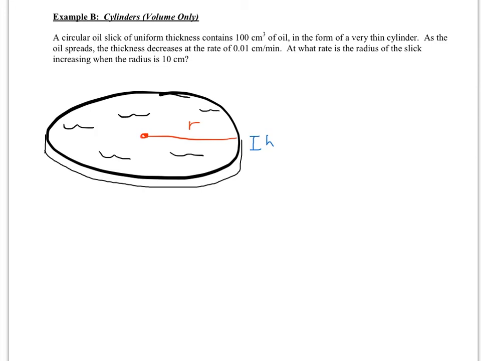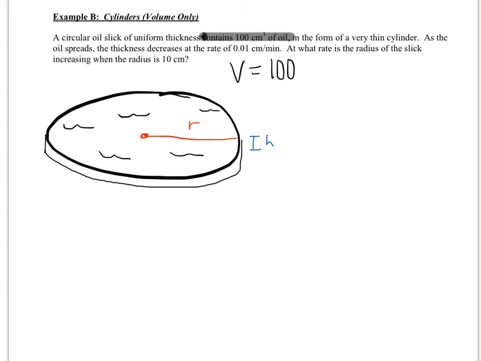So let's begin with the first clue. They tell you that the oil slick contains 100 cubic centimeters of oil. Now, what is 100 cubic centimeters, the radius or the height? Well, if they tell you cubic centimeters, we should know that that's actually telling us the volume of the cylinder. So in this case, that tells us we're going to be using volume in this problem. So volume is 100, and let's just say V equals 100 for that. It's not the rate, it's simply the volume. Now let's keep going.